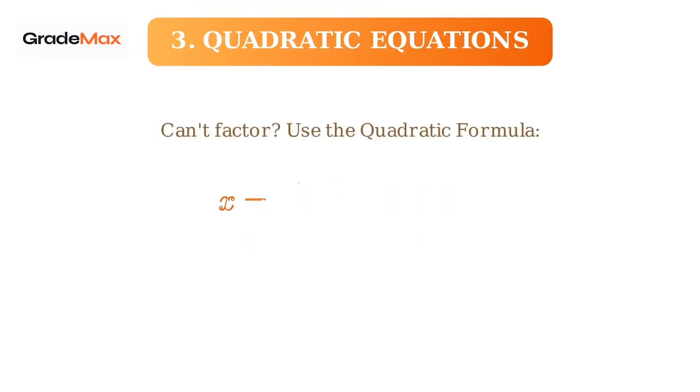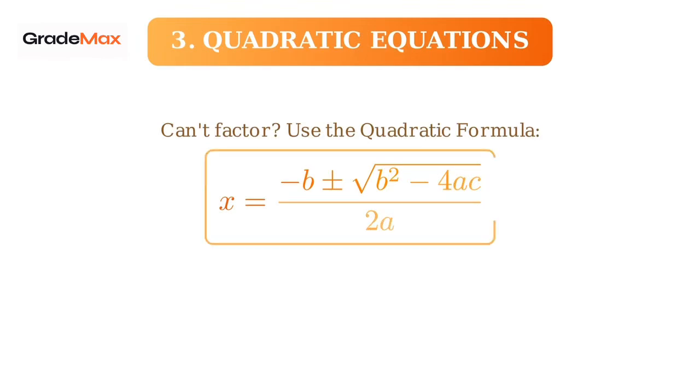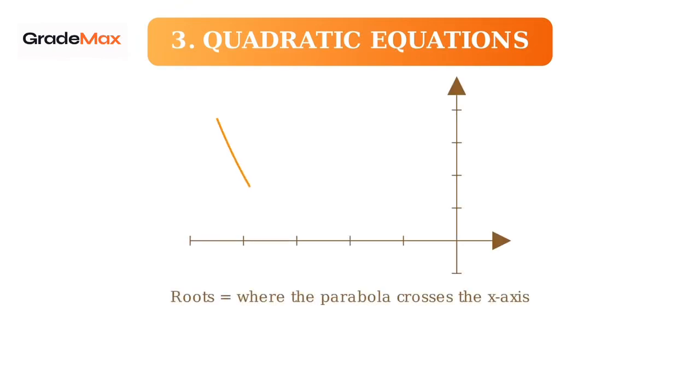What if we aren't able to factor it? In such instances, we use the quadratic formula, which is x equals minus b plus or minus root of b squared minus 4ac, all over 2a. So if we use this equation, we can solve any such equation. So what exactly does the root mean? The roots of a quadratic equation are where the parabola crosses the x-axis. So this is the graphical representation of a quadratic equation.